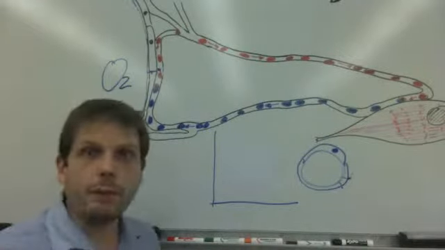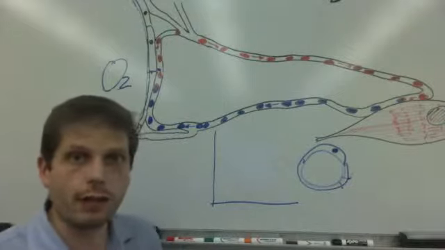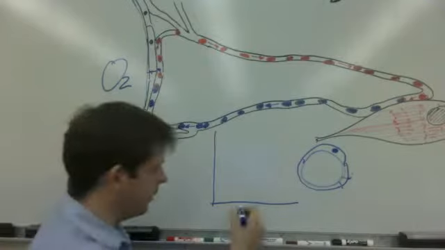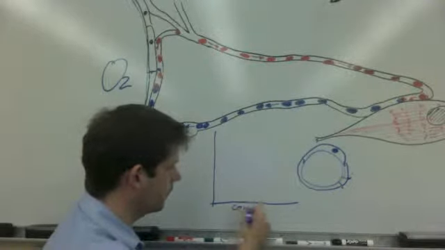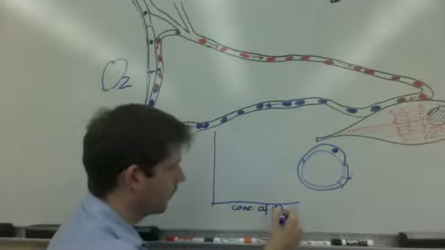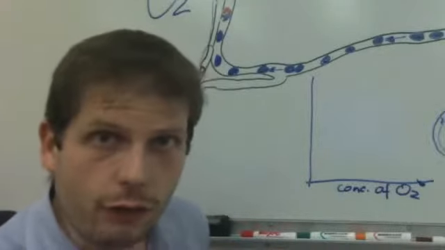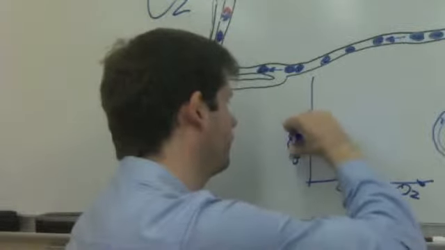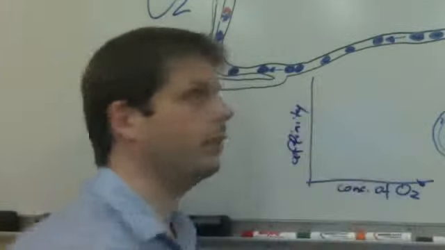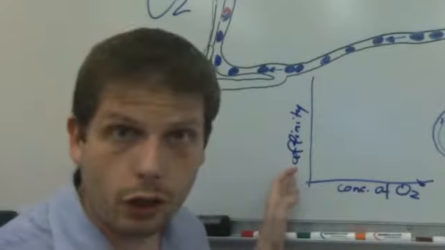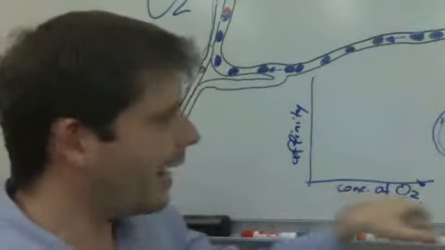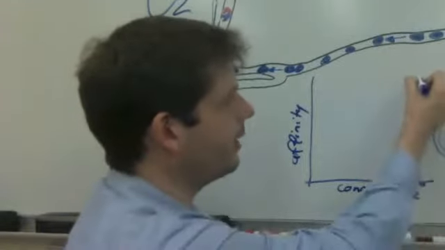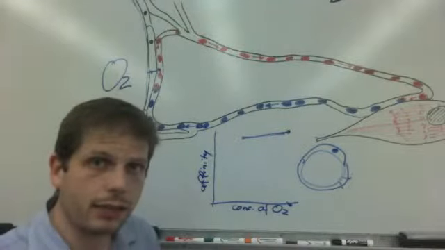So if we have the partial pressure, the concentration of oxygen that surrounds this molecule hemoglobin on the x-axis now, and we put the affinity for oxygen on the y-axis, so this is the affinity of hemoglobin for oxygen. At very high concentrations of oxygen, the affinity, we were saying, is very high as well. But then something interesting happens.